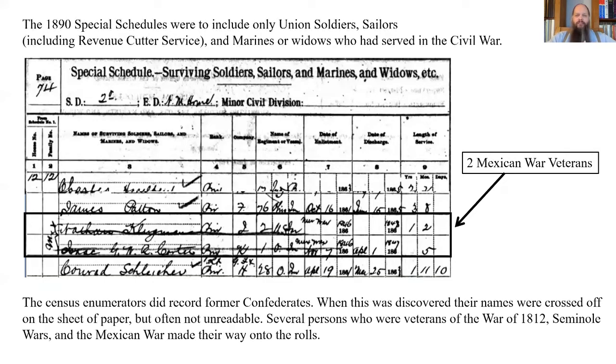It included the name of the soldier or widow and the indication of what regiment they served or what ship they served on, when they enlisted, when they were discharged, and it computed their time in service in years, months, and days. Below, it included information about if they had suffered any service-related disability or had been wounded. In larger cities, it gave their address, their post office information.